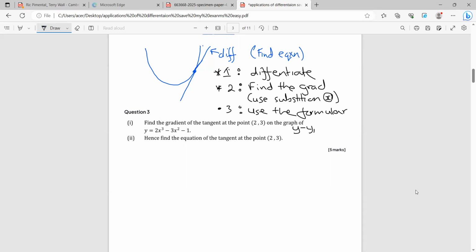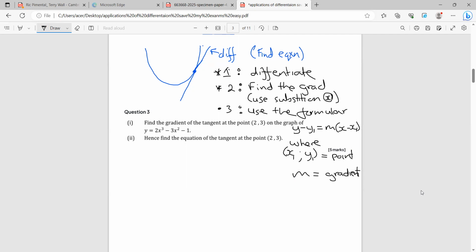y minus y1 equals m times x minus x1, where x1, y1 is your given point, and m is your gradient from step 2. All right, we won't waste much time. We want to apply these 3 simple rules to this question we have here.